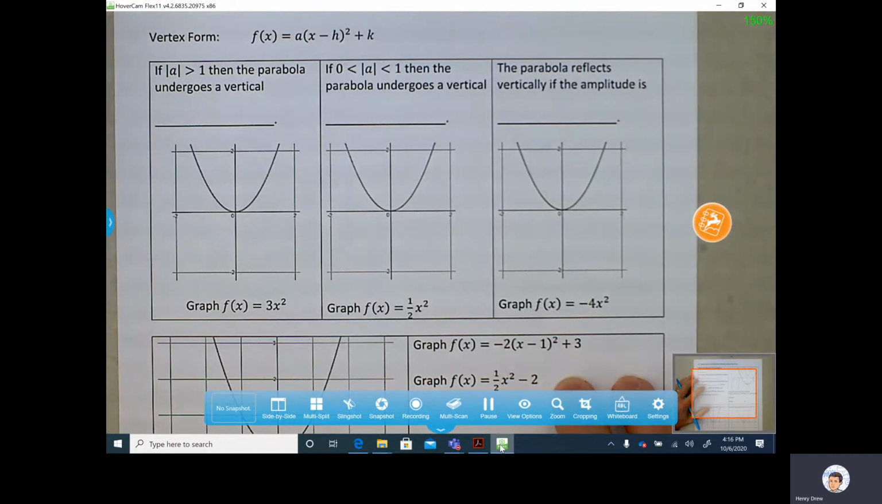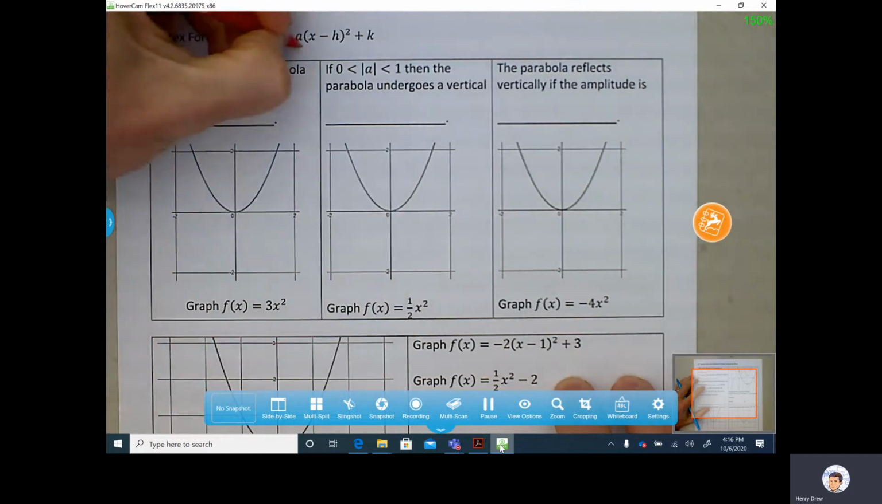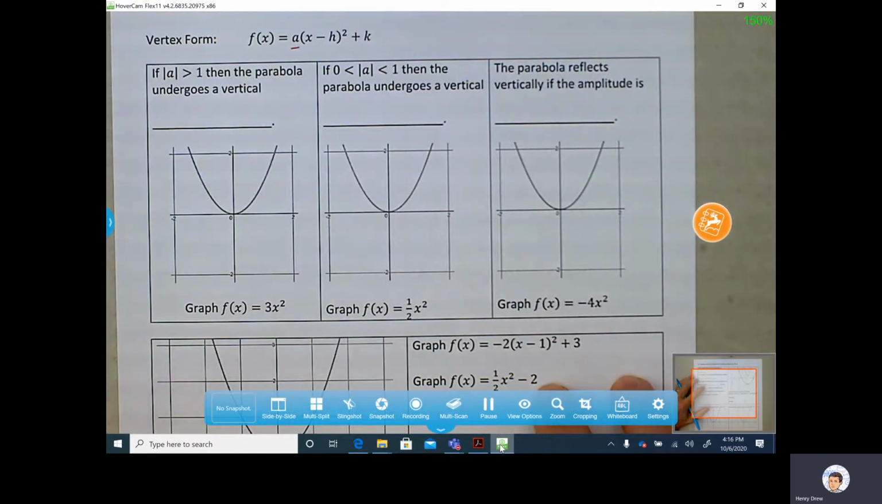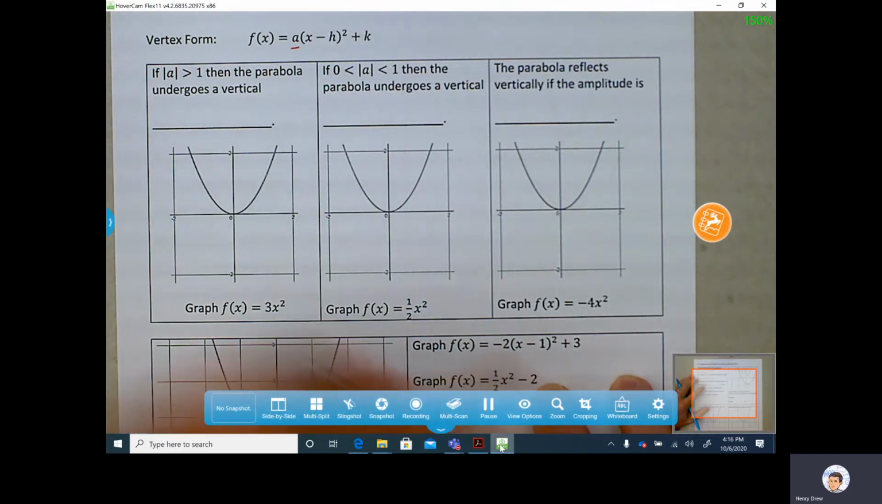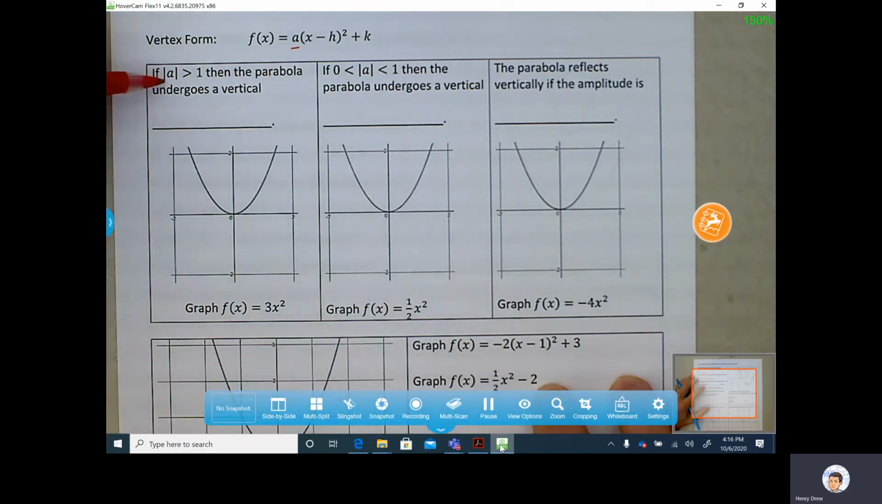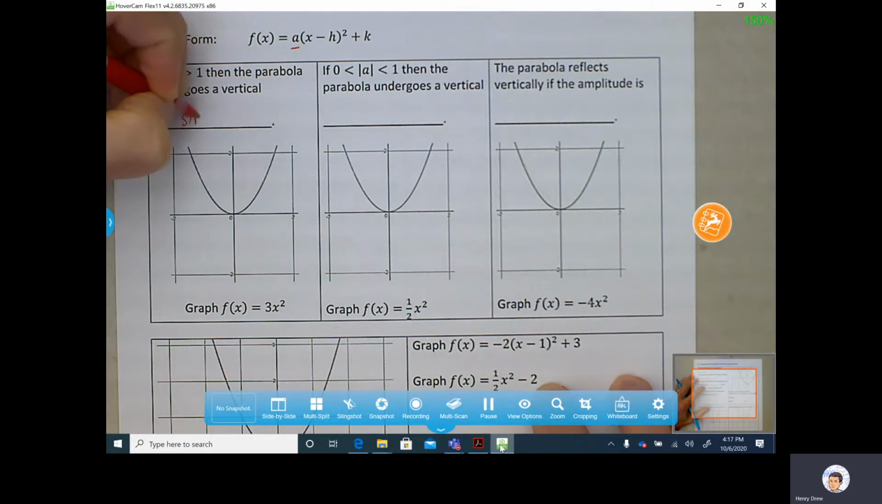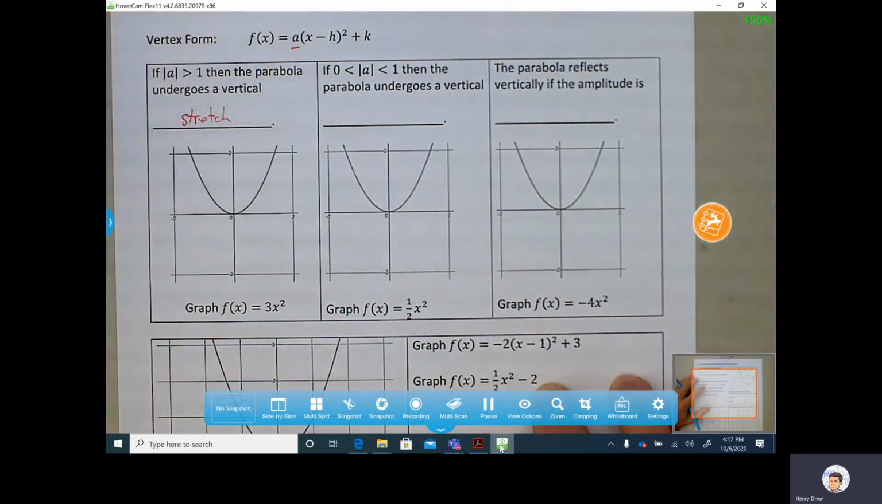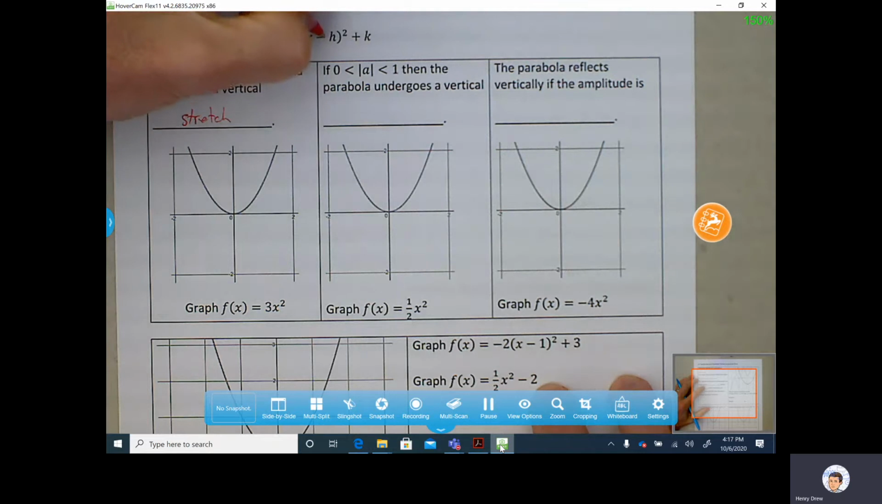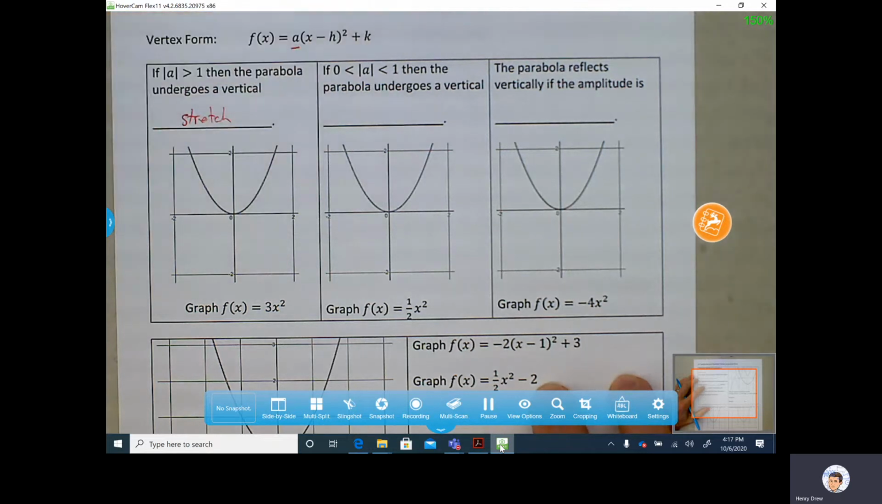To speak just very briefly about the amplitude, it's the same situation as when we were talking about it in relation to the absolute value. If our value for A is greater than 1, when we take the absolute value, then we're going to have a vertical stretch, because we're going to take values of whatever's inside the parentheses squared, and then when we multiply, that increases.